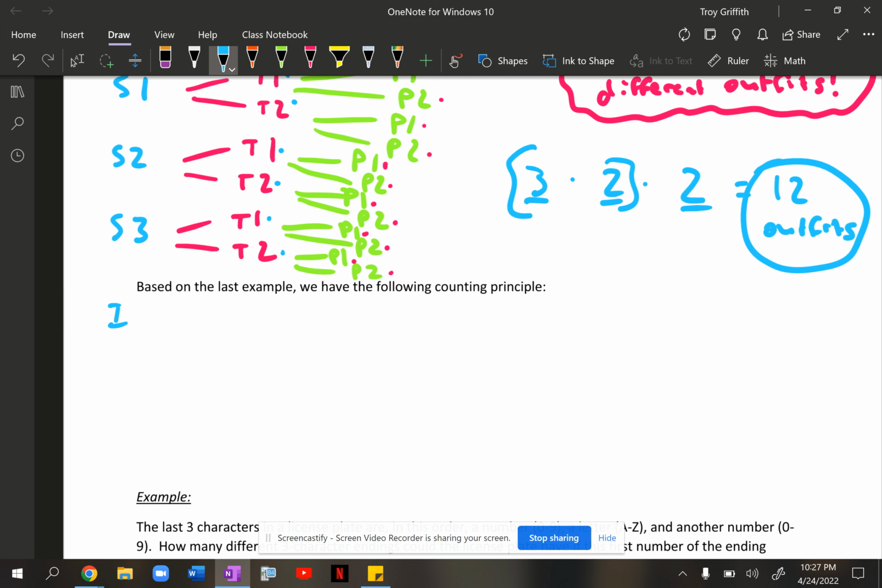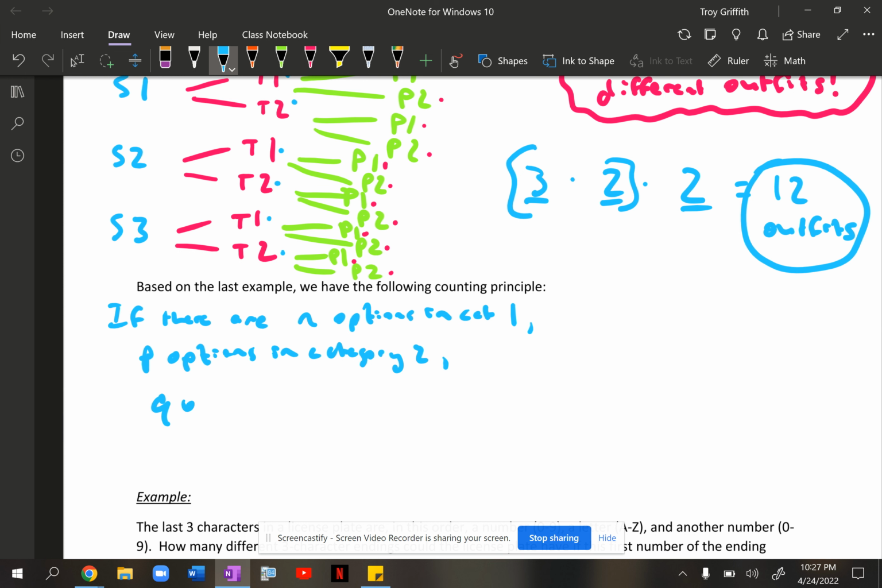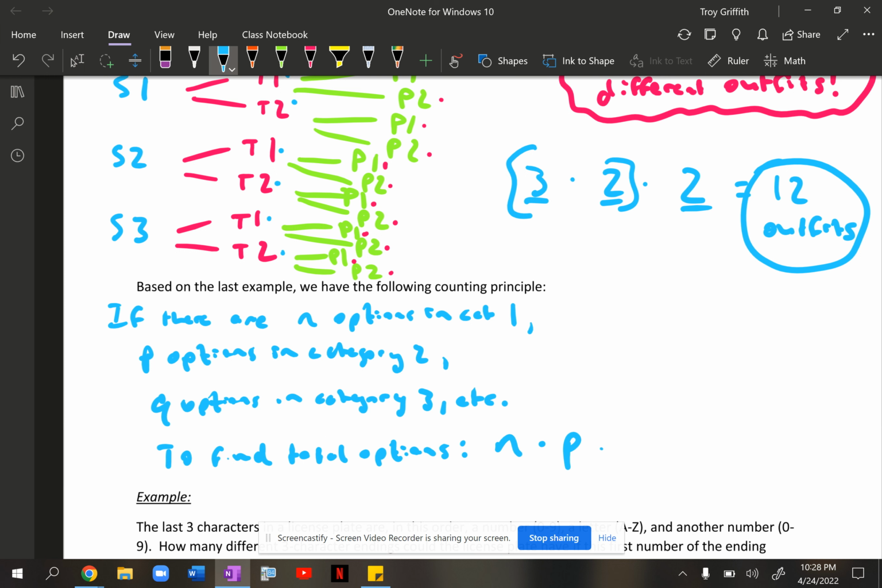We could say if there are N options in category 1, P options in category 2, Q options in category 3, etc. And to find total options, mathematically, we just do the number of options in category 1 times the number of options in category 2 times the number of options in category 3, and so on.